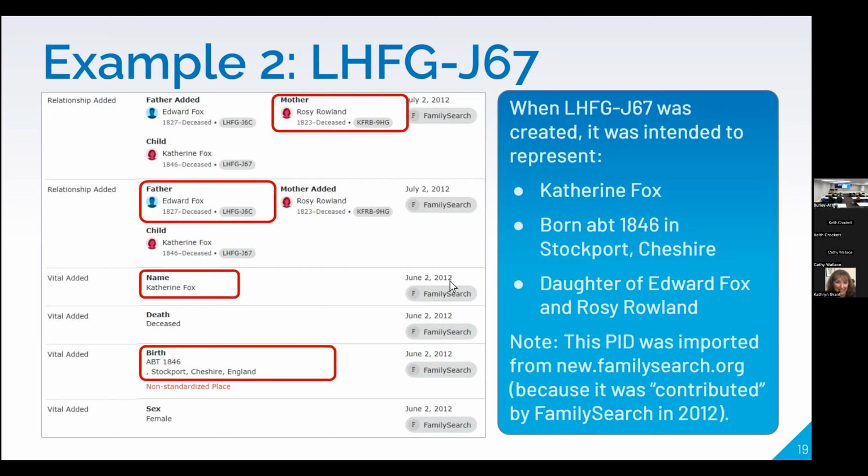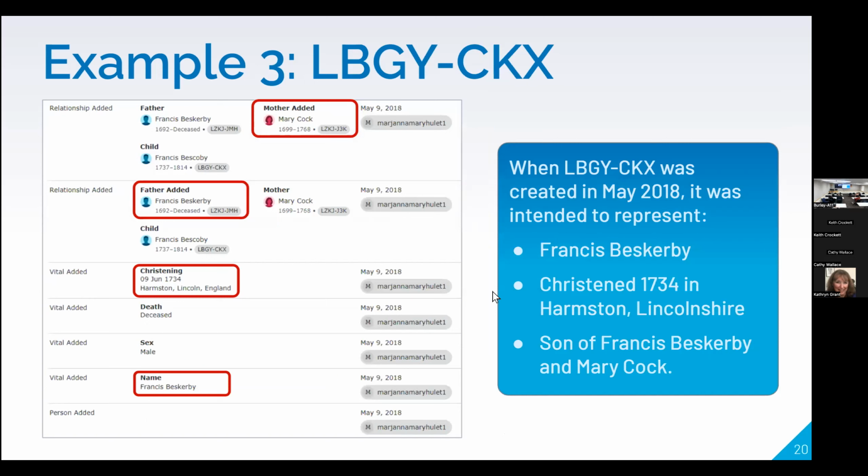So when you see 2012 and FamilySearch, it doesn't mean that that information was validated necessarily. It just means that it came from the old system. And that can be useful when you're trying to understand intended identity. Let's look at a third quick example. We're going back to our buddy, Francis Pescaby.